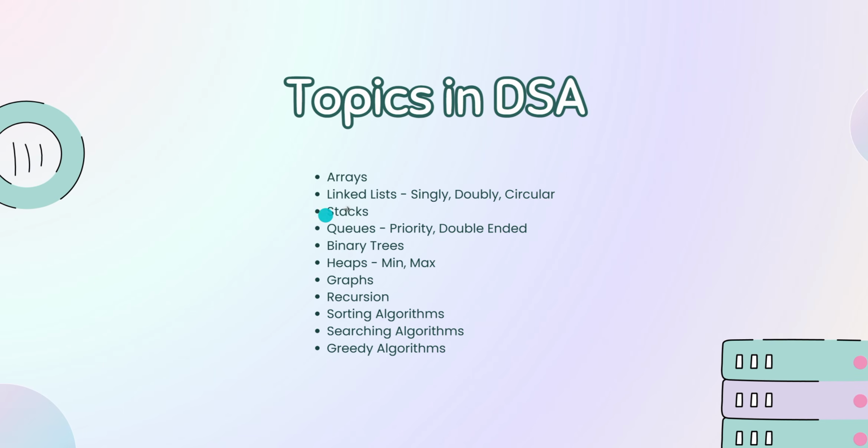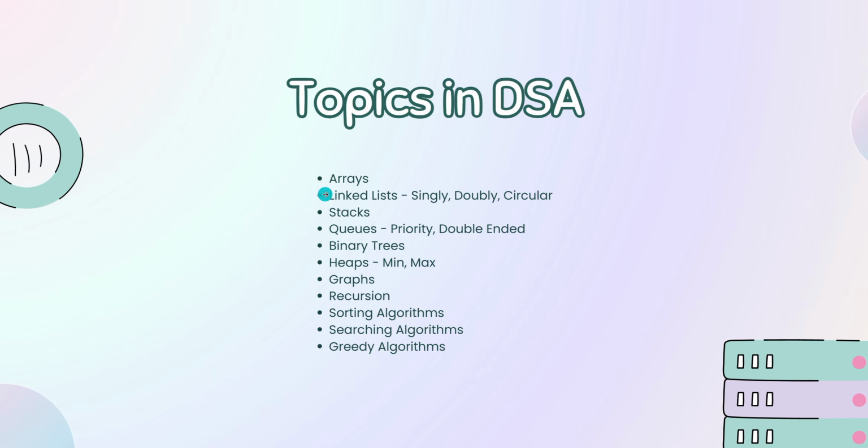Next, we have our basic topics in DSA, which includes arrays, linked lists, which have further types: singly, doubly, circular; stacks; queues, priority and double-ended; binary trees; heaps, min-max; graphs; recursion; sorting algorithms; searching algorithms; and greedy algorithms. In this video, I'm not going to go into detail of what these are, but I'm just listing the topics here so you would know what you'll be studying.